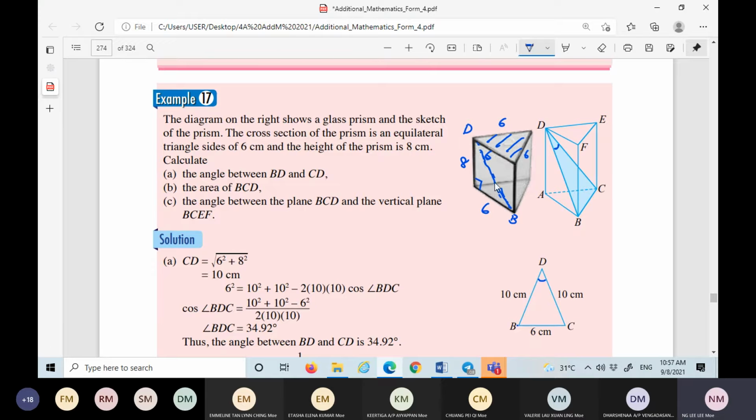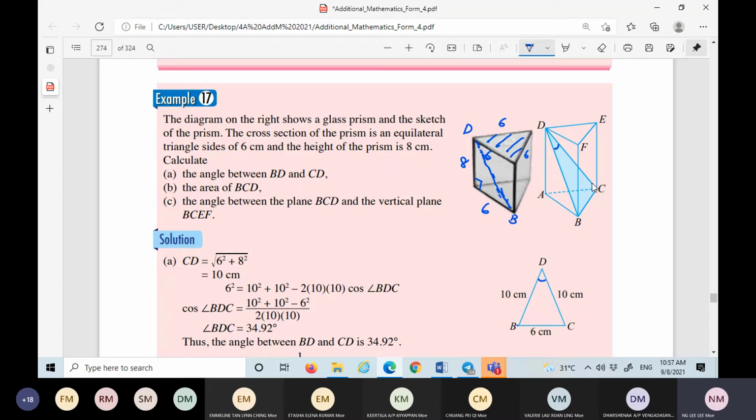And then this is a right angle, because this line is standing vertically, the height. The height and the cross section always make 90 degrees. So this is 90 degrees over here, so you have a right-angled triangle. So here 6, here 8. You find this using Pythagoras' theorem. So BD is 10.